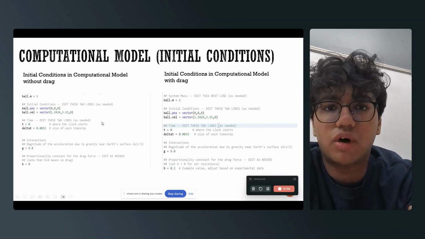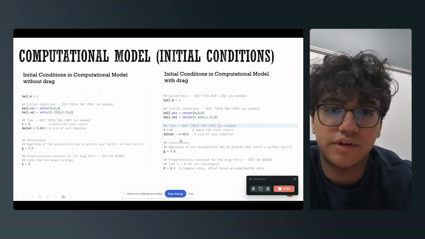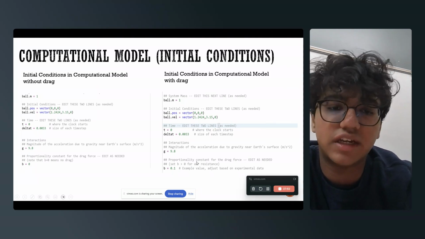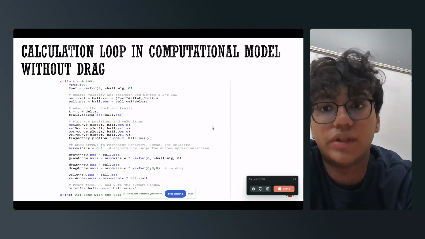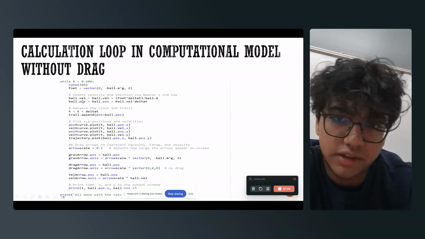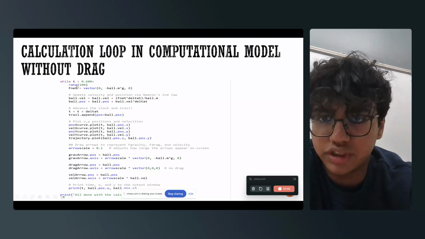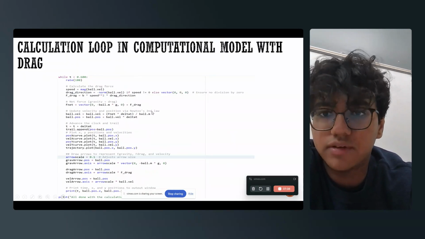This is the computational model's initial conditions. They're both exactly the same except the one on the right differs in the value of b, which is set as 0.1. This is the calculation loop in the computational model without drag. You just loop over and update the velocity of the ball and the position at each time in each iteration, and you also plot the curves.